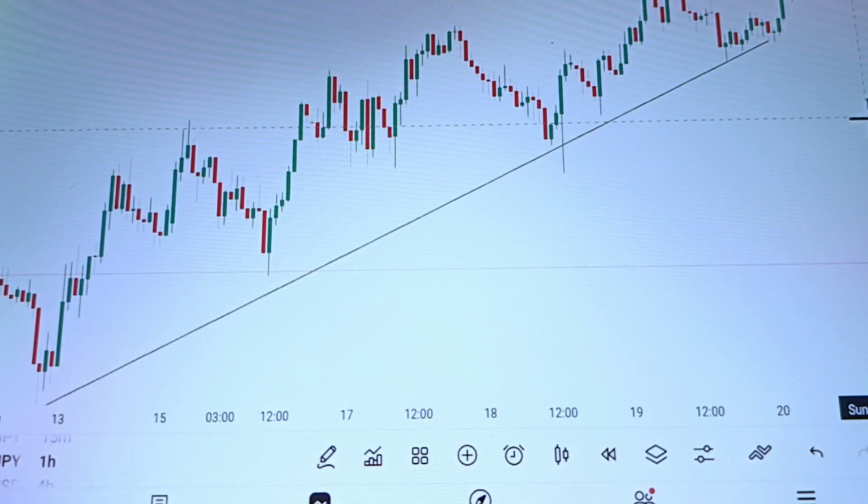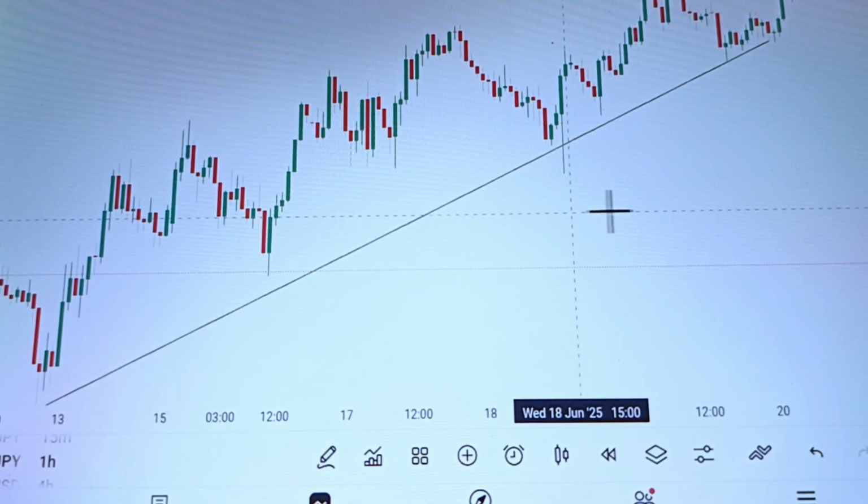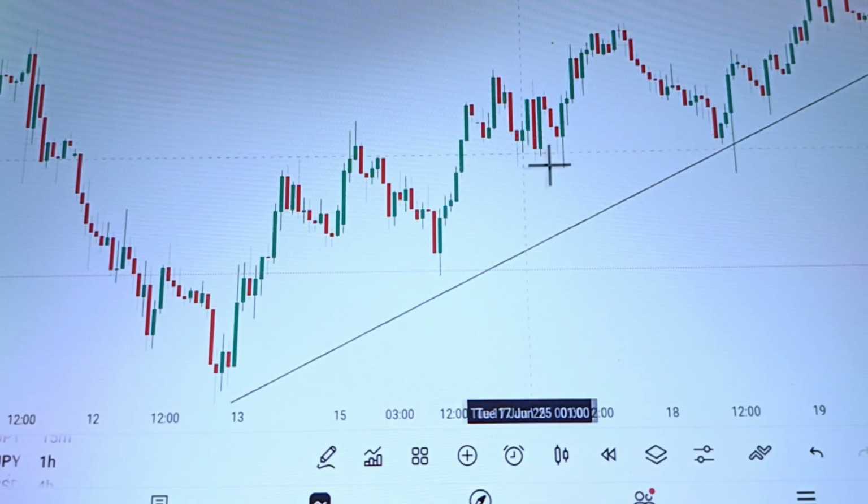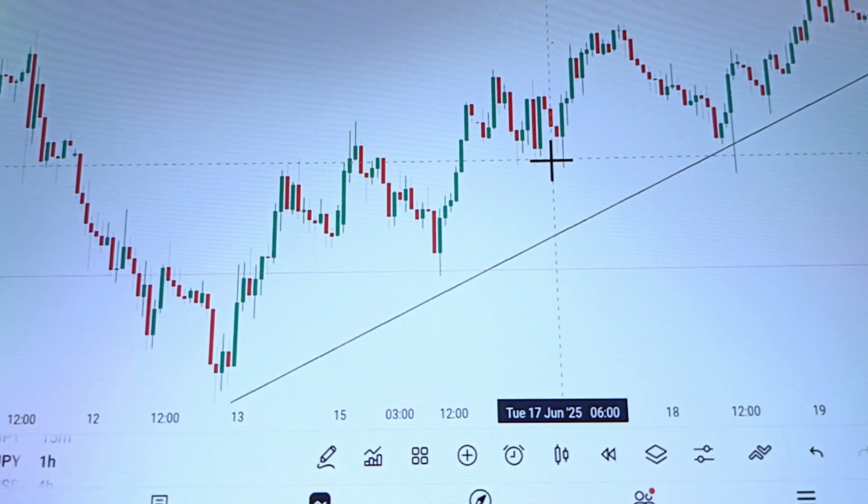But for most of you that already know what you're doing, identifying the trend doesn't become a problem. You can literally see that there's a break of structure, there's a multiple creation of higher highs and higher lows, higher highs and higher lows. So this automatically becomes an uptrend, right?